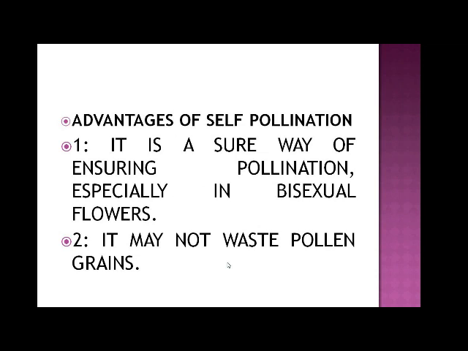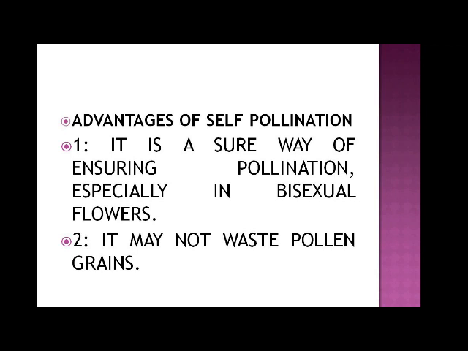Now we are going to look at the advantages of self-pollination. One of the advantages of self-pollination is that it ensures a sure way of pollination taking place, especially in bisexual flowers. Because it happens on its own and by itself, it makes sure that in terms of pollination, this plant does not deny itself pollination.